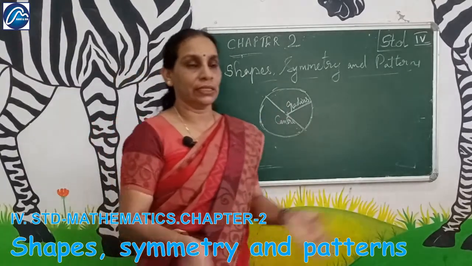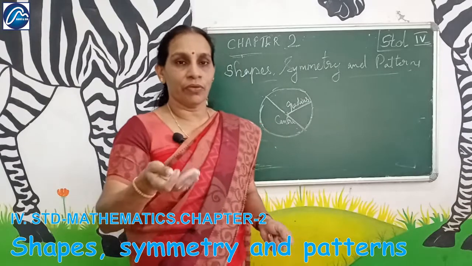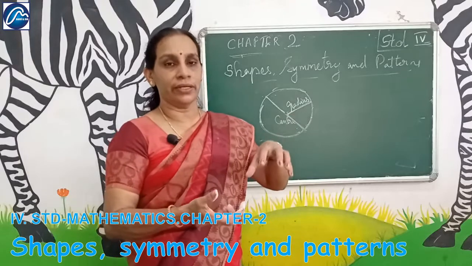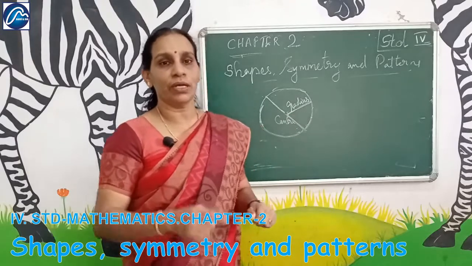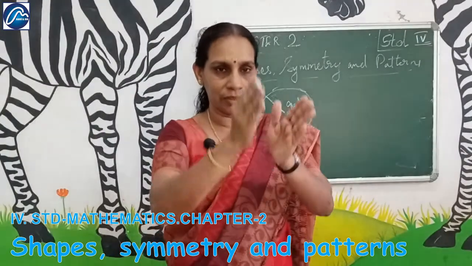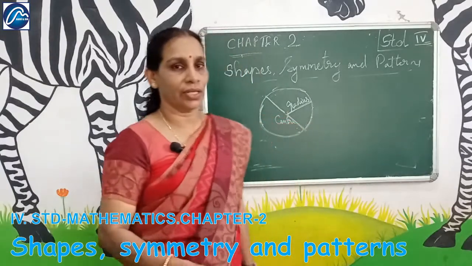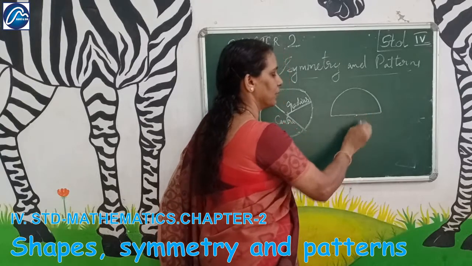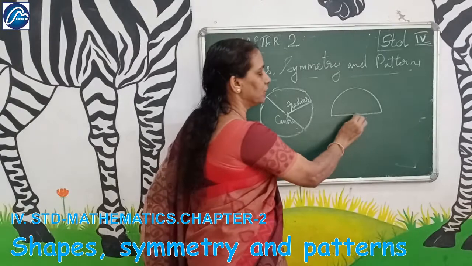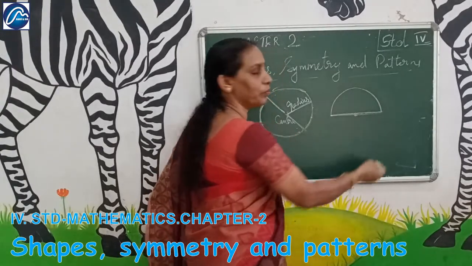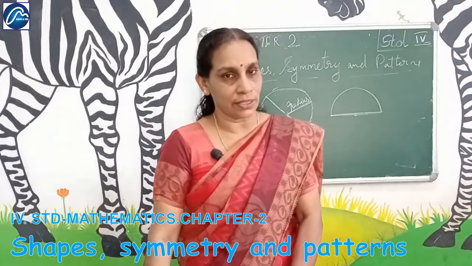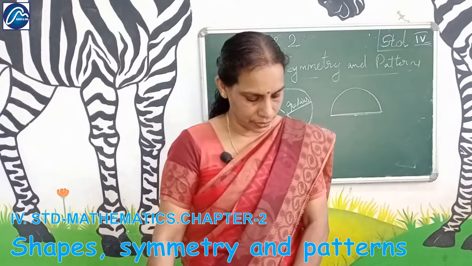Suppose there is a circle shape, like an orange. If we cut the circle we will get two hemispheres, two semicircles. It is known as a semicircle. This is the center. This is the diameter. So the diameter divides the circle into a semicircle. A semicircle divides it into two equal parts.